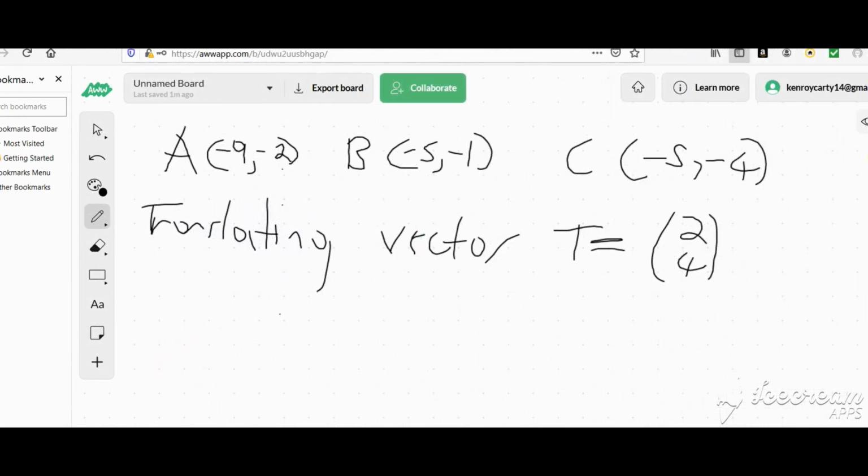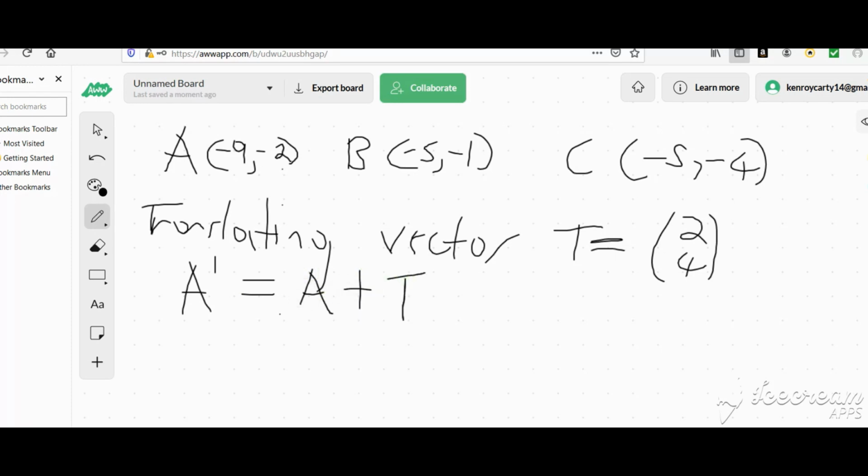Now, based on what we did with the GeoGebra software, let us manually carry out this transformation. Now, we all agree that my coordinates are A, -9, -2, B, so on. My translating vector, T, I'm going to call it 2, 4. The good thing about all coordinates is that all coordinates can be represented as position vectors. So, to get A prime, which is of course, a coordinate on my image, we all agree that we can say this would be equal to A plus the translating vector.